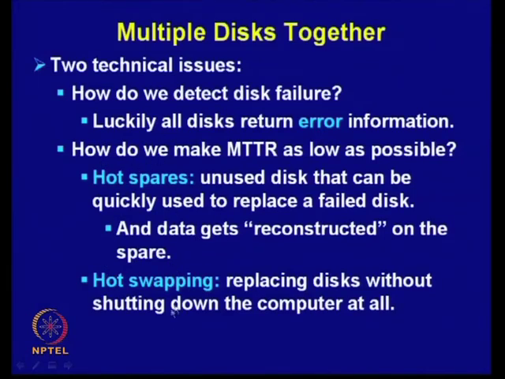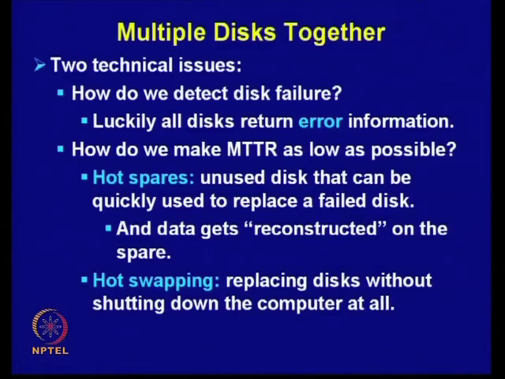Another possibility is to use hot swapping. Whenever a particular disk fails, it can be taken out and a new disk can be placed. So, hot swapping means that without shutting down the system, you can put in a new disk which is not faulty. So, you replace the disk without shutting down the computer at all. These two techniques are used to reduce the MTTR. It can be very small.